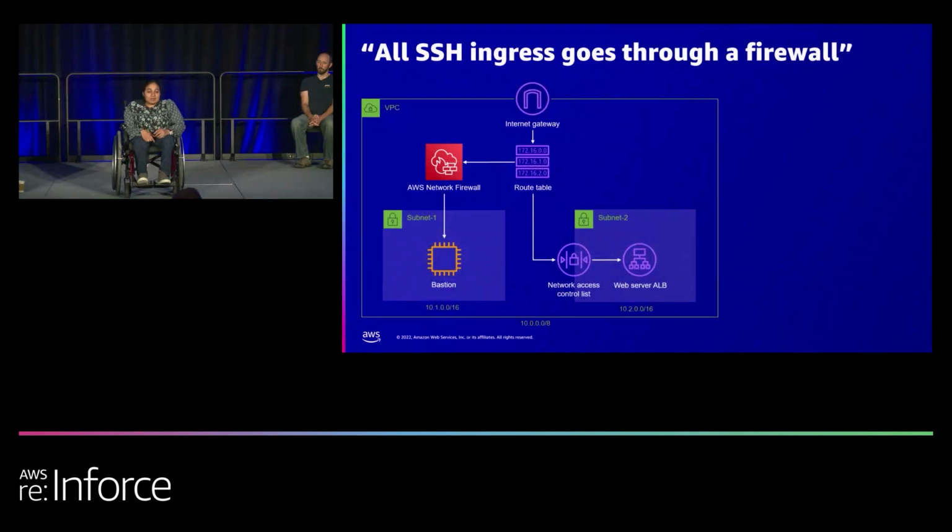Let's look at one more example. We're going to see how this same reasoning looks for networks. Here, we have a simple network with a bastion in one subnet and a web server in another. So all we want to do, simple thing, is prove that all SSH ingress goes through a firewall. Now, take a moment to convince yourself that it is true. And pay attention to how one would reason about it.